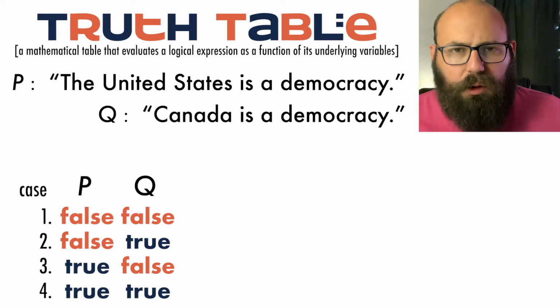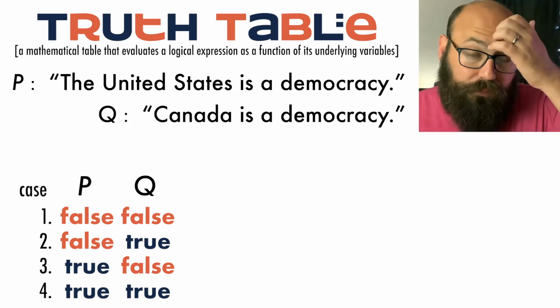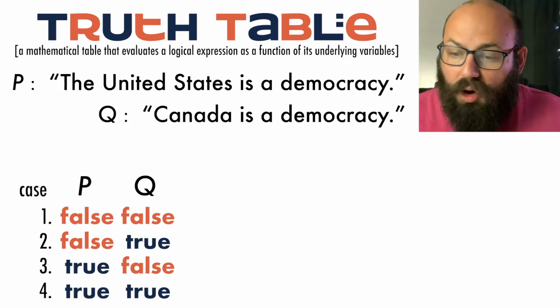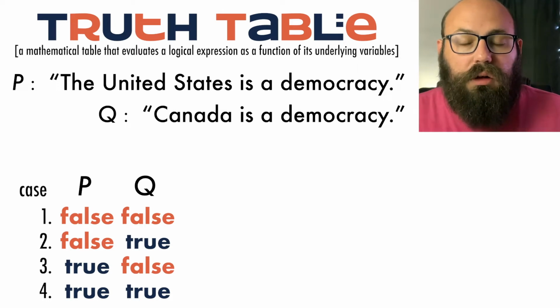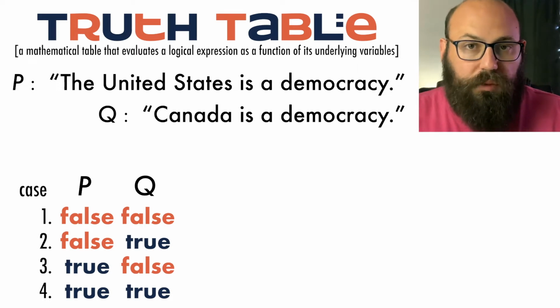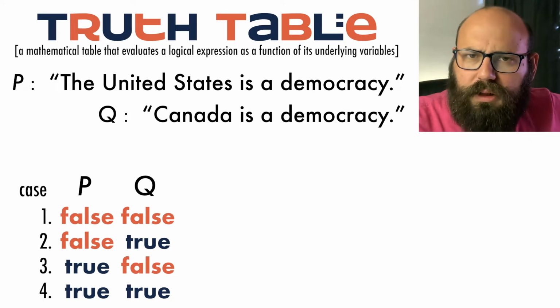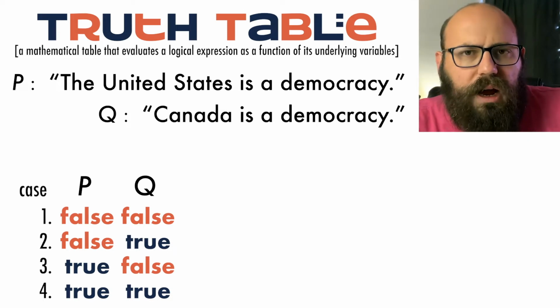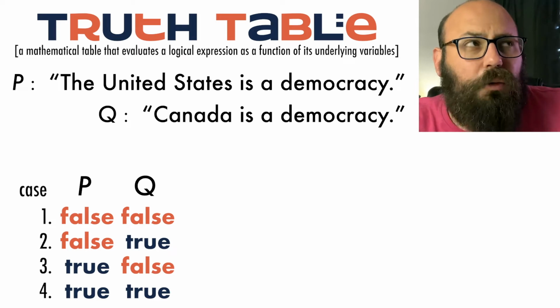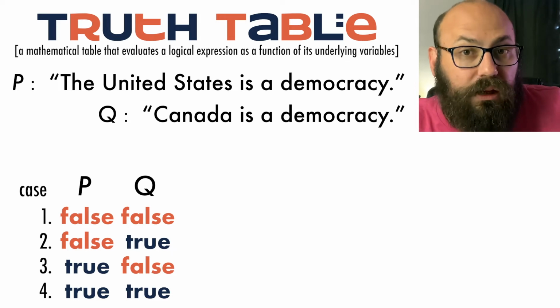Okay, so now we've set up our truth table. The first step in setting up a truth table is always just listing all of the possible true-false combinations of the constituent statements. You can imagine why this gets complicated pretty quickly, because for however many statements I'm trying to combine, I will have 2 to the that many.